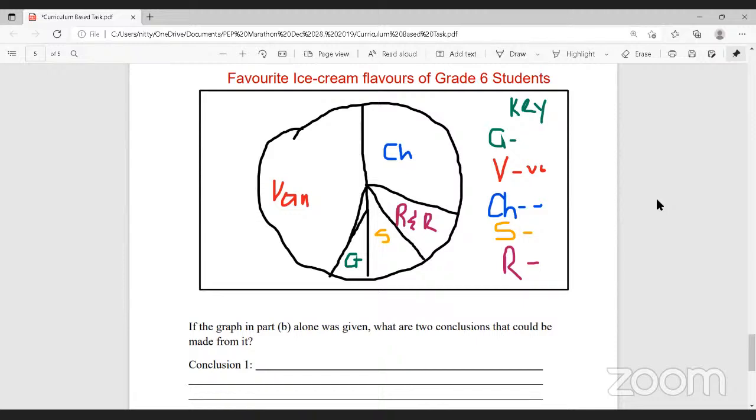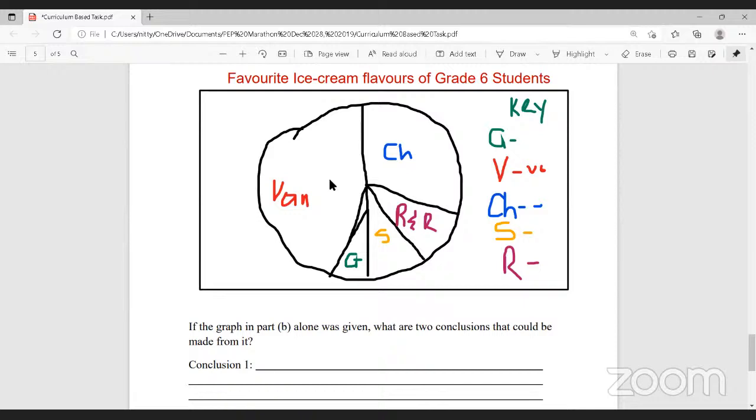All right. And see why it's important to have our title, because if we didn't have our title, we would not understand what this thing here means. Because it really could have meant that these are, I don't know, the flavors that they don't like most. But it could mean something else. And so the title is important. So go ahead, give me two conclusions that could be made from this graph.